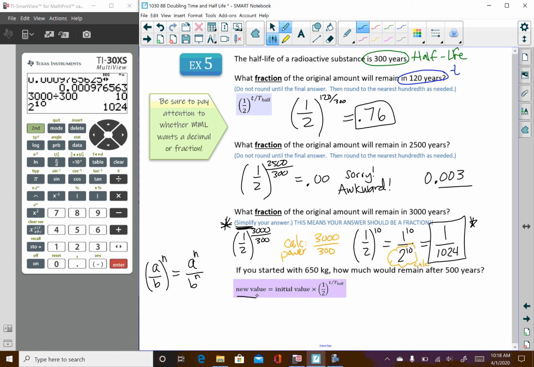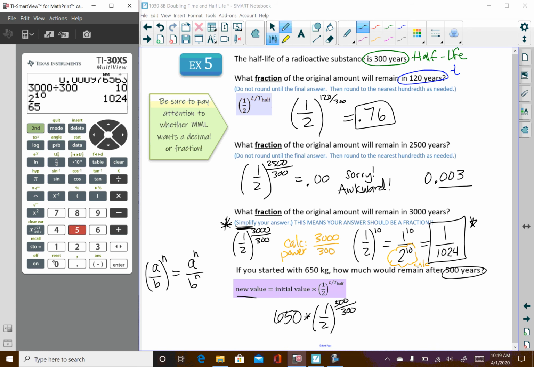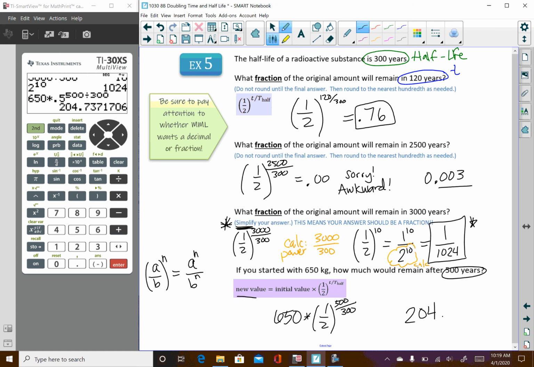Okay, so if you started with 650 kilograms, how much would remain after 500 years? So it's going to be that initial amount multiplied by 1/2. Our time period in question is 500 years, and we're going to divide that by the half-life, which is 300. And we can punch that into our calculator. And you can, again, use 0.5 instead of 1/2 here, and it'll work just fine. Okay, so after 500 years, we would have 204.74 kilograms.